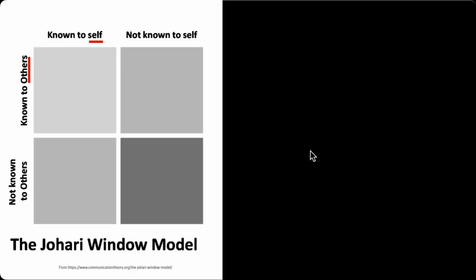Therefore, if you look at the quadrant at the leftmost top, it is what is known to me and what is known to others. That's how you read it: known, known. The second one would be known to others but unknown to me. That means other people know, I don't know. And I'm sure you can understand the rest of the two quadrants, which are the bottom. And how do you read it?